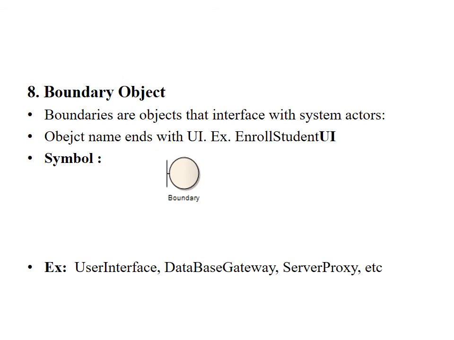What is a boundary object? This boundary object acts as an interface with the system actors. Normally boundary objects are represented using UI, where UI stands for user interface. The symbol used to represent a boundary object is given here; please make a note of it. Examples of boundary objects are user interface, database gateway, and server proxy. All those components or entities will be represented using a boundary object in a sequence diagram.